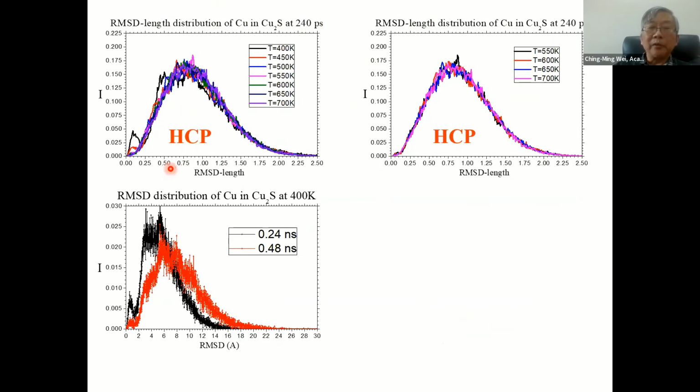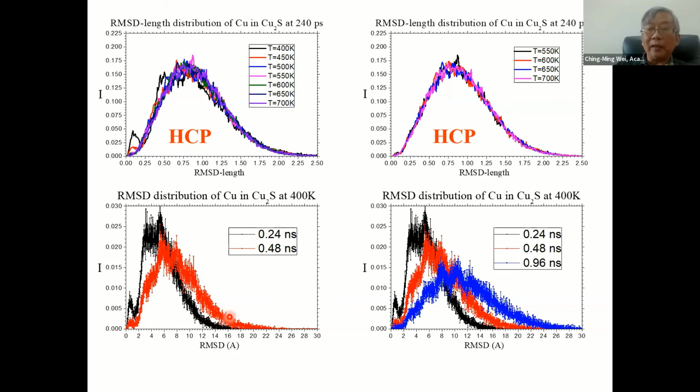And then if you look at the different temperatures, at 240 picoseconds here, they have not moved yet. So we try to increase the diffusion time to 480, and this becomes smooth. It becomes smaller. Most atoms join the diffusion, and finally at 9.6, only 1 nanosecond, the blue curve indicates everything has joined the diffusion event.